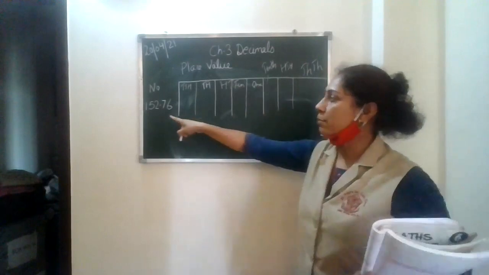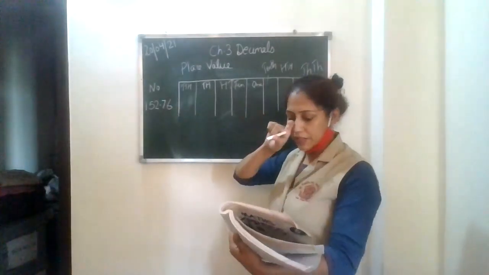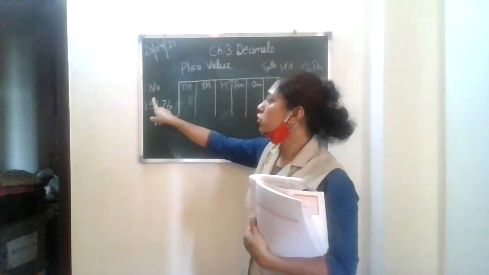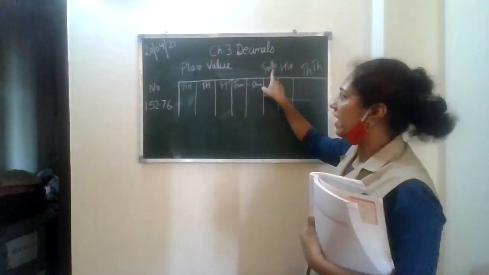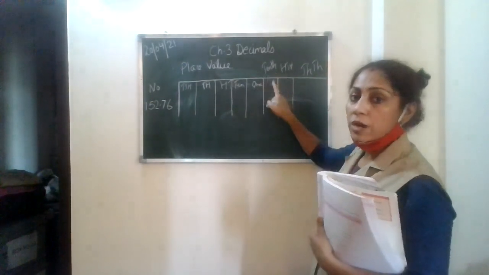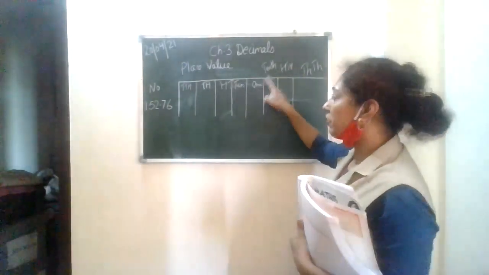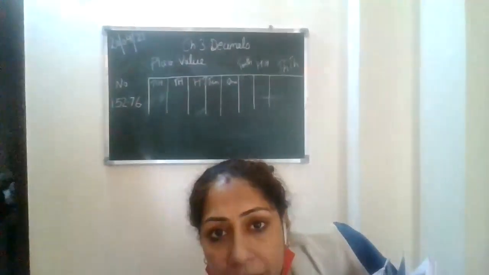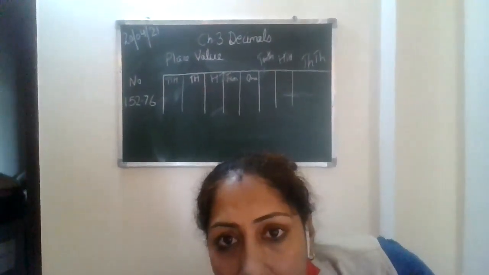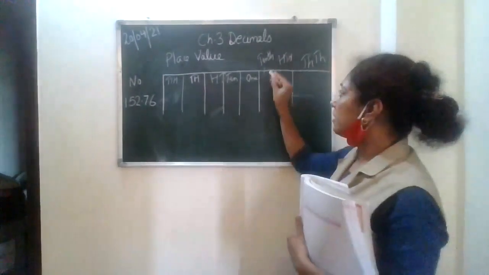fine. And since the number is 152.76, how are we going to represent it? The decimal is a demarcation between ones and tenths. Everybody, please mind you, the decimal is the demarcation between ones and tenths. Okay, the decimal is the demarcation between ones and tenths. I hope it is clear.